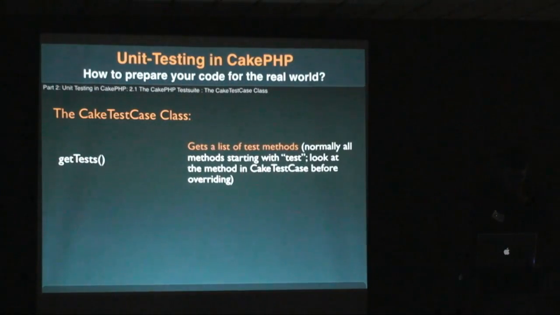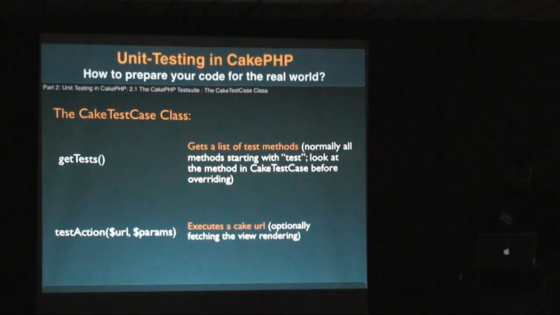Apart from that, the CakeTestCase class contains getTests as well. That is pretty useful when you want to modify the rule for how test methods are picked. As I said earlier, SimpleTest picks the methods that start with the string test, but you can change it if you want to. I for one don't see any need for that, but maybe it could be cool. And then there's testAction, which is pretty useful for testing controllers, and that's going to make a whole chapter in itself later on in the talk.